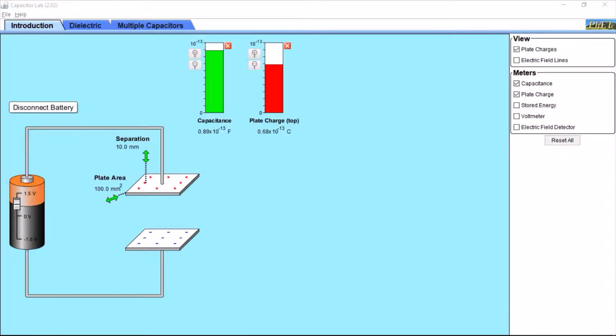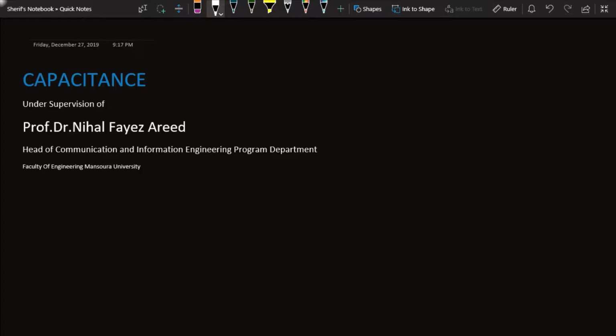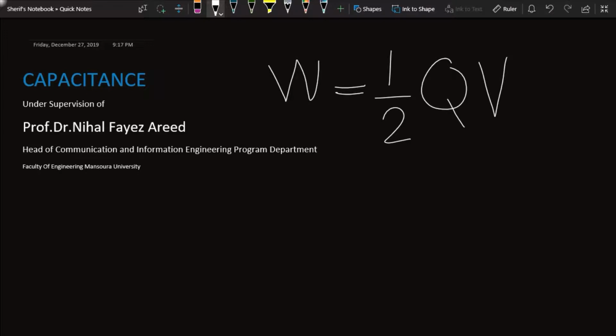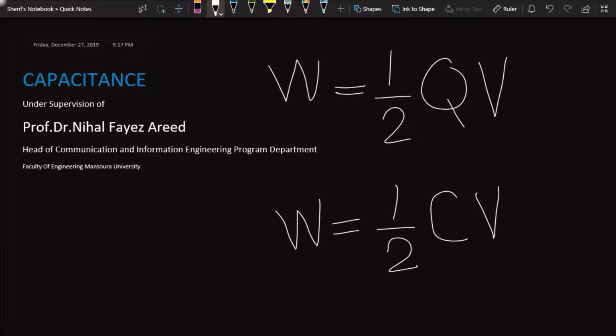The stored electrical energy can be calculated with these formulas. The stored energy equals half the amount of charge times the voltage across the plates, or the stored energy equals half the capacitance times the voltage squared across the capacitor. Let's go back to the simulation and see what will happen if we change the parameters affecting the stored energy.